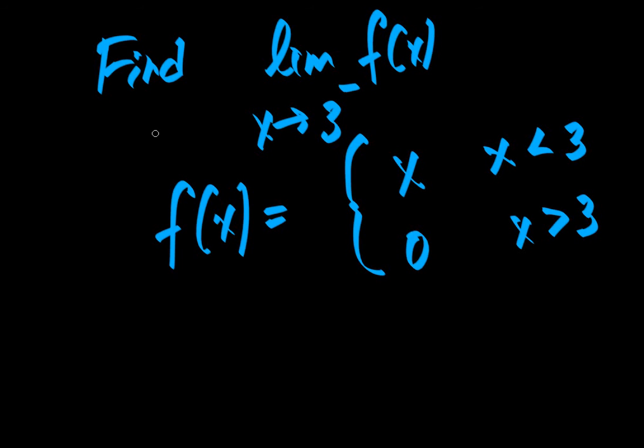So let's do an example with left-sided limits. So here's our problem. Here's our statement: I want you to find the limit as x approaches 3 from the left, and that's what that little symbol means, of the function f of x. And our function f of x is a piecewise function.